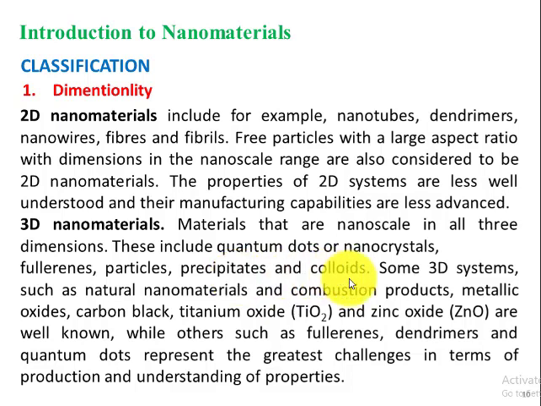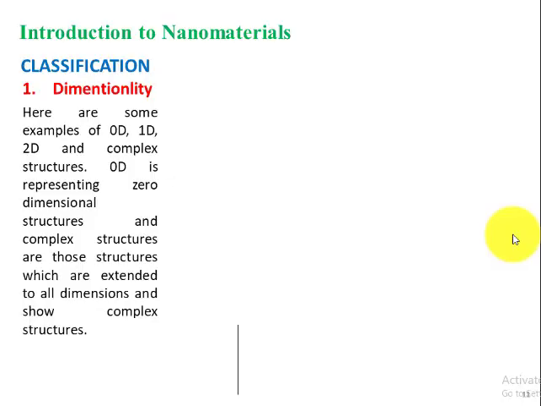Some three-dimensional systems such as natural nanomaterials and combustion products, metallic oxides, carbon black, titanium oxide, zinc oxide, they are also well known, and others such as fullerenes, dendrimers, quantum dots represent the greatest challenge in terms of production and understanding of properties. While talking about dimensionality, one-dimensional, two-dimensional, and three-dimensional materials, another type of nanomaterials is zero-dimensional materials, which is often not discussed in classification.